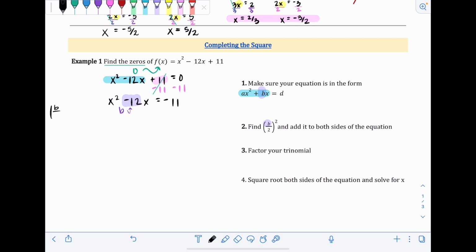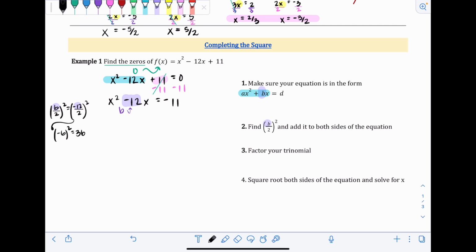I'm going to do it off to the side here. So it's b over 2 squared, and I'm going to put a -12 in there. So it's going to be -12 over 2 squared. And then I'm going to bump it down here so I don't run into my equation. But -12 over 2 means -12 divided by 2, so that's -6. And then -6 squared means -6 times -6, so that's +36.